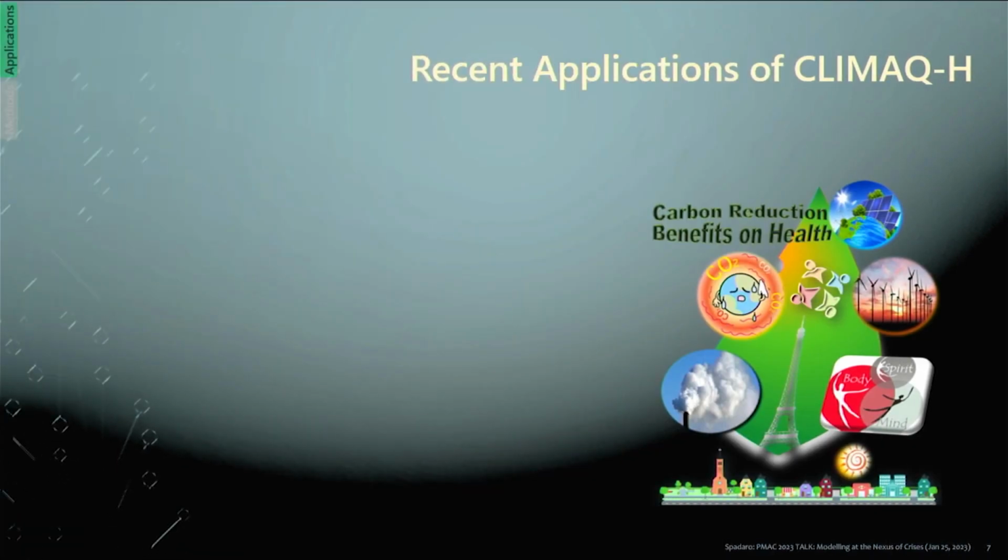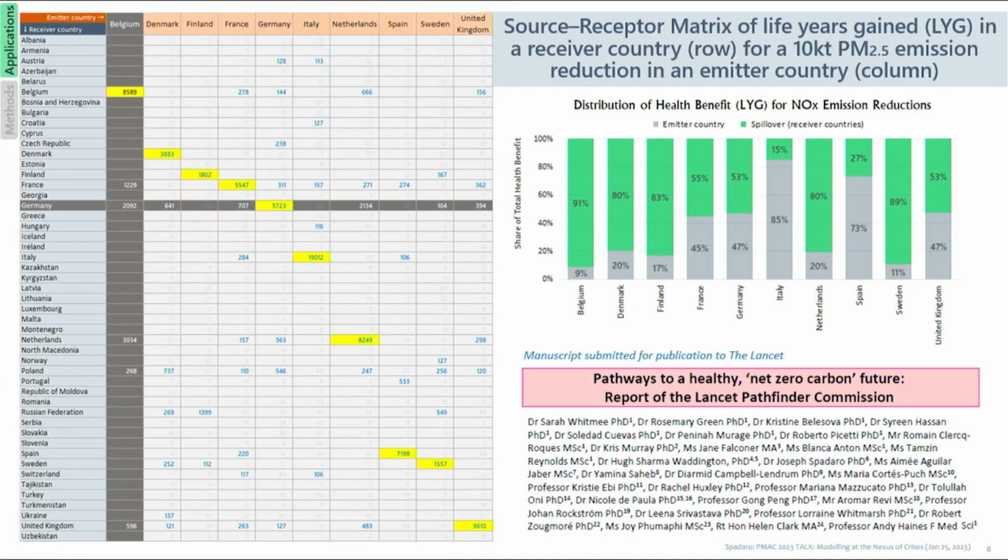Application of CLIMAQ-H. As a first example of the use of CLIMAQ-H, the software was used to assess the health co-benefits of the climate mitigation proposals reviewed under the Lancet Pathfinder Commission. A report has been submitted to the Lancet for publication.